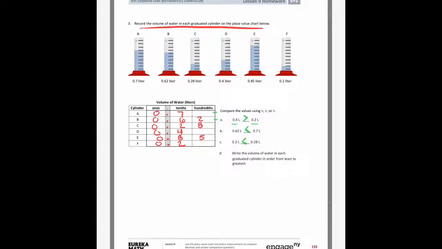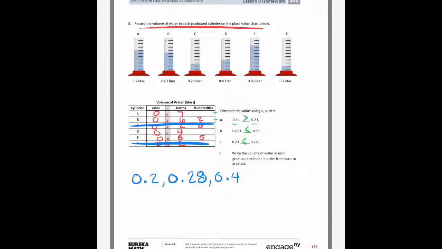All right, and the last one, it says write the volume of water in each graduated cylinder in order from least to greatest. So we're going to start with the smallest, and I'm going to cross them off the chart as I go. So the smallest value would be 0.2 because it has 2 tenths, so I'm going to cross that off. The next one also has 2 tenths, but in addition it has 8 hundredths. So I'm going to say 0.28. Cross that off the list. The next smallest would be 0.4 because it has the next least number of tenths, so it would be 0.4.